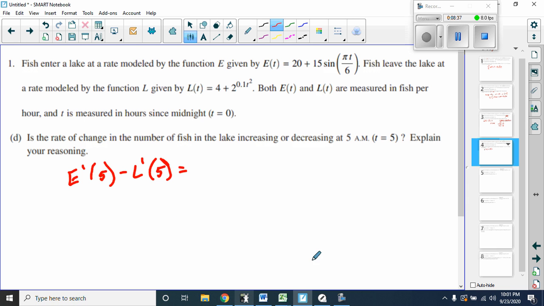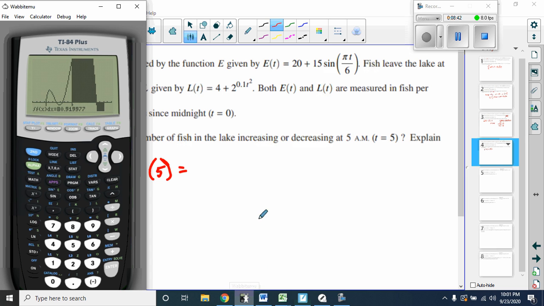So by far the easiest way to find this, instead of finding the derivative by hand and then plugging in 5, we have graphed E of t minus L of t. So we are going to calculate the derivative of that at time 5. Negative 10.723.